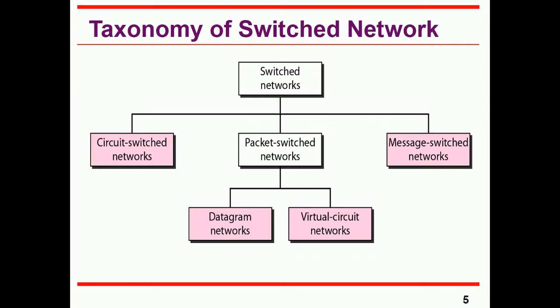And this is the taxonomy of switched networks. Switched networks are classified into three categories: circuit switched networks, packet switched networks, and the third one is message switched networks. And packet switched networks are further classified into two categories: datagram networks and virtual circuit networks. We will see these topics one by one.